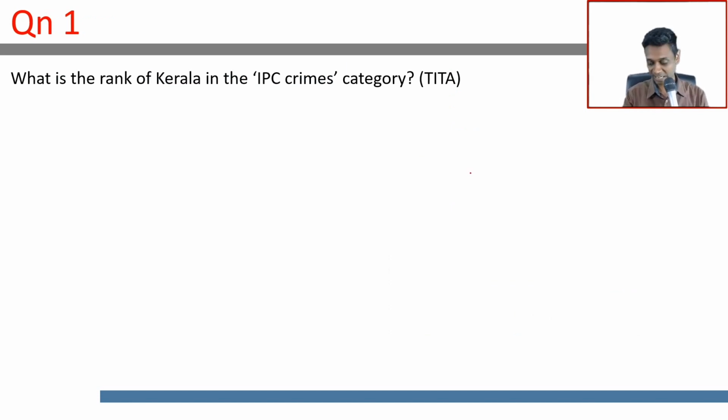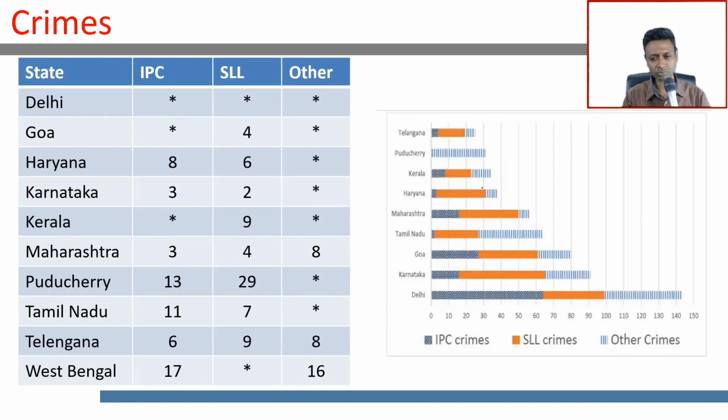What is the rank of Kerala in the IPC crimes category? Kerala. IPC crimes category. IPC is the first one. And so this is about 8 units. Let's see. Maharashtra and Karnataka are both 3. Maharashtra has about 15. Karnataka also has about 15. Both 3. Goa has more. Delhi has the most. So Delhi should be 1. Goa should be 2. So there are 2 3s sitting here.